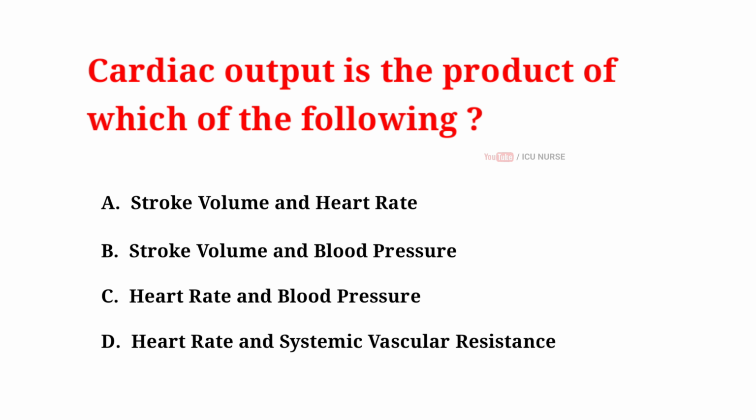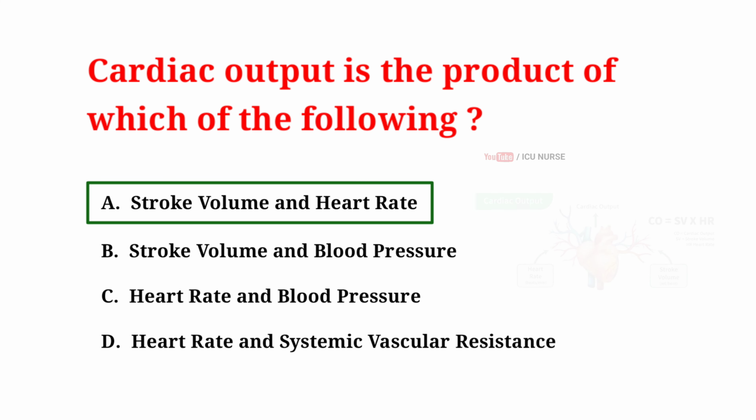Cardiac output is the product of which of the following? A. Stroke volume and heart rate. B. Stroke volume and blood pressure. C. Heart rate and blood pressure. D. Heart rate and systemic vascular resistance. And the correct answer is A. Stroke volume and heart rate.